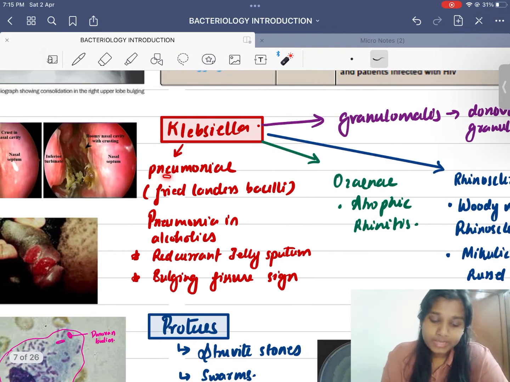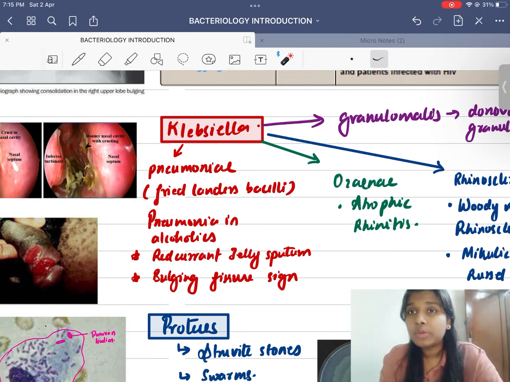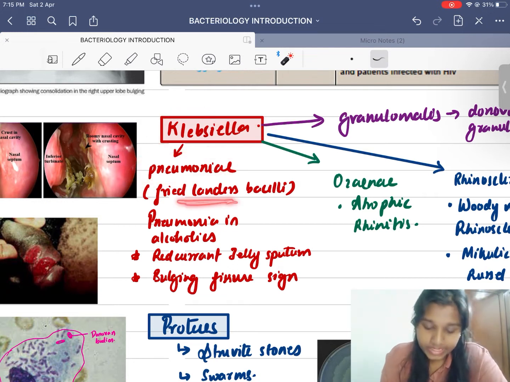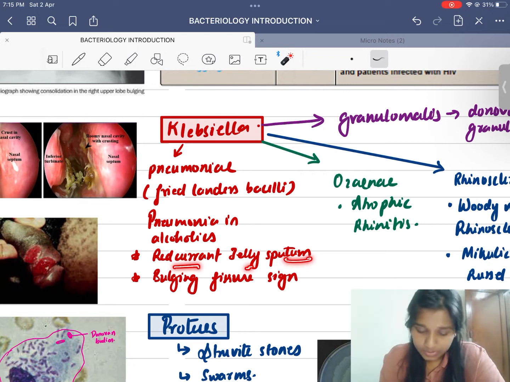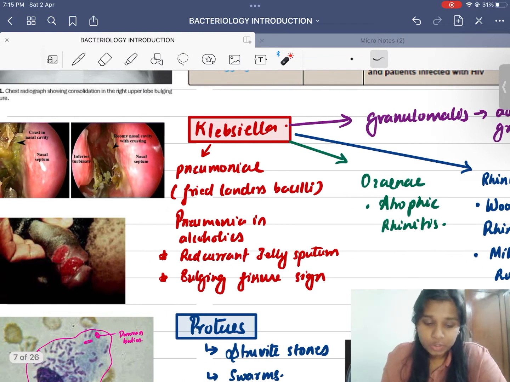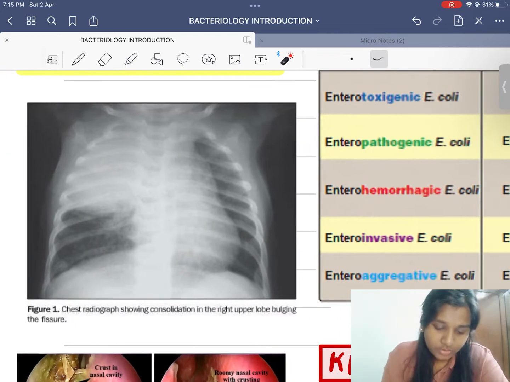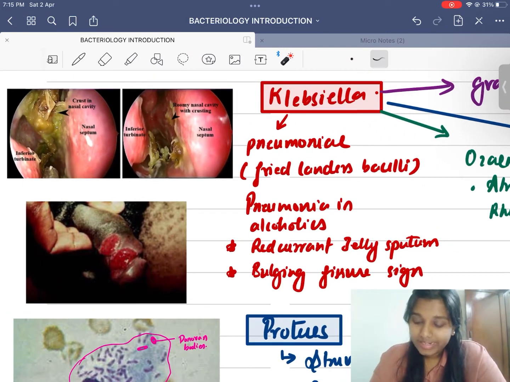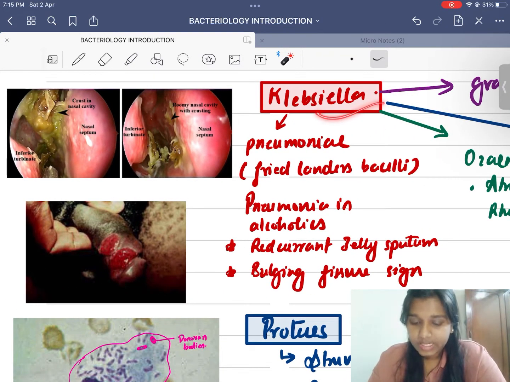After that, you have Klebsiella pneumoniae, which we learned about in IM. When we were learning about pneumonia, we said that the pneumonia which is specific to alcoholics, which will cause currant jelly sputum in alcoholics, that is Klebsiella pneumoniae. This is also called Friedlander's bacilli. It will cause red currant jelly sputum, and a sign which we learned was bulging fissure sign. So this is how the bulging fissure sign looks like here. You can see the bulging fissure. So bulging fissure sign and red currant jelly sputum is for Klebsiella pneumoniae.